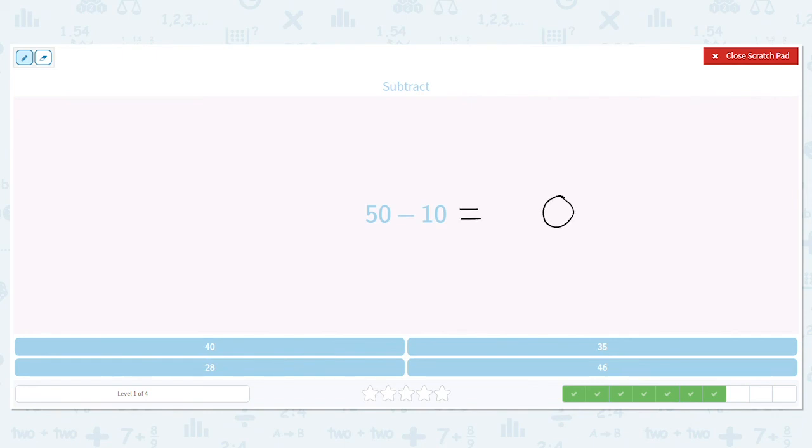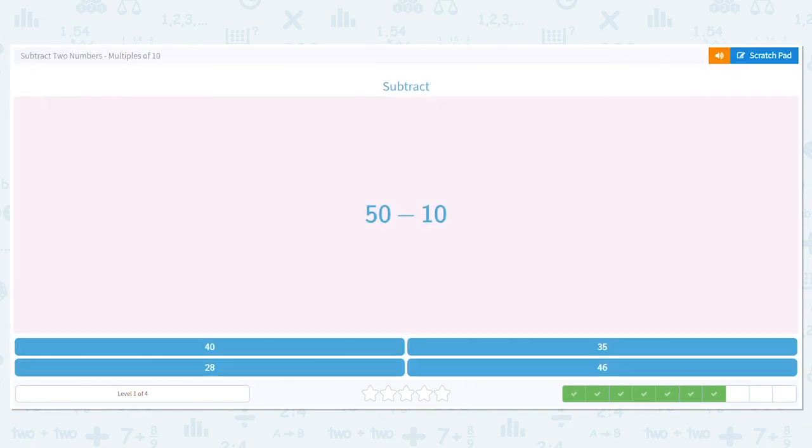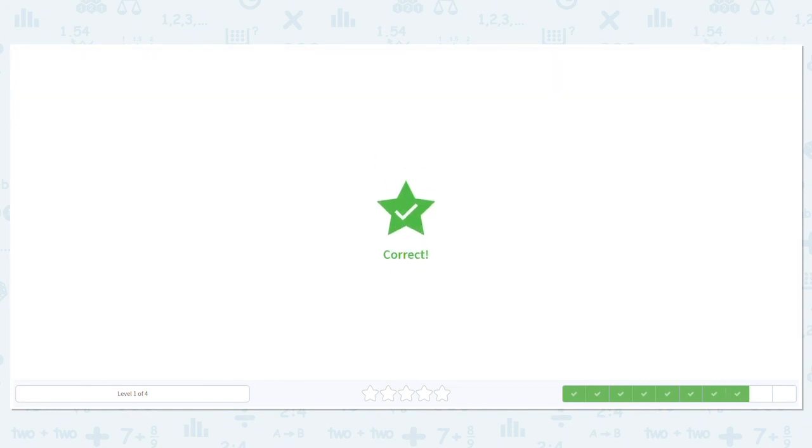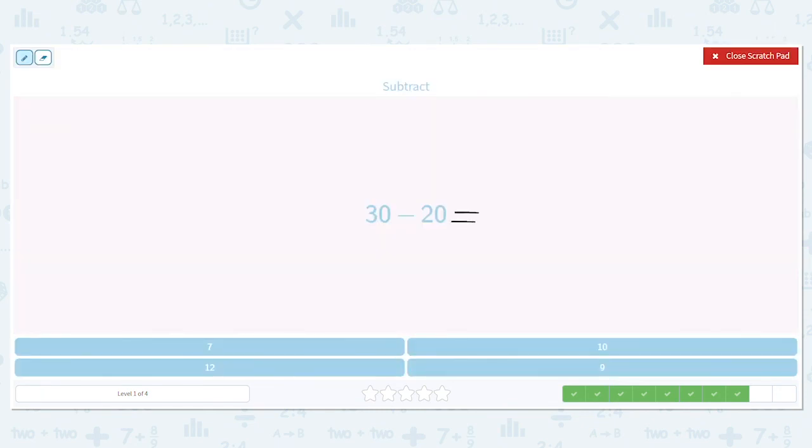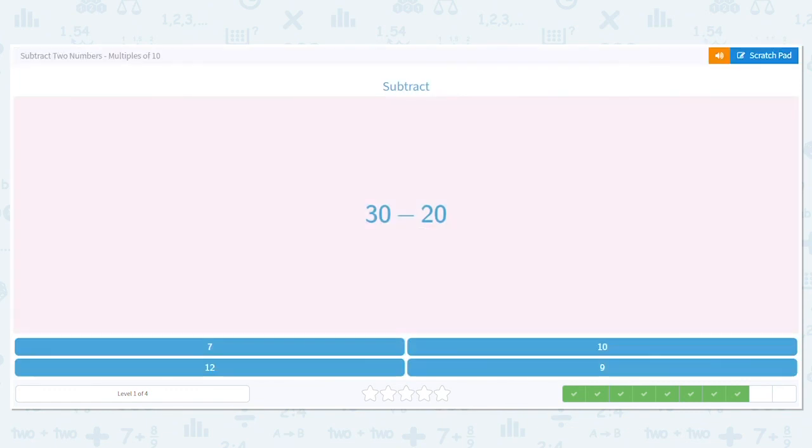All right, 50 minus 10. 0 in the ones place because 0 minus 0 equals 0. And then I do my basic fact. 5 minus 1 equals 4. So 50 minus 10 equals 40. Next one, 30 minus 20. Okay, I know 0 minus 0 is 0. What's my basic fact? 3 and 2. 3 minus 2 equals 1. So 30 minus 20 equals 10.